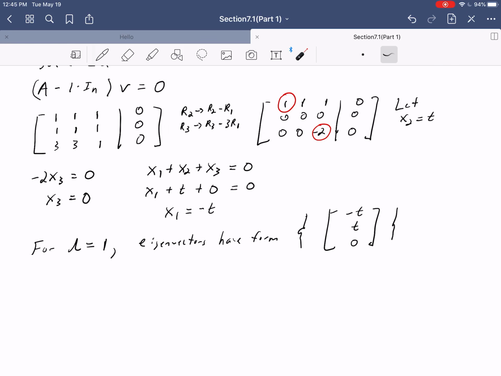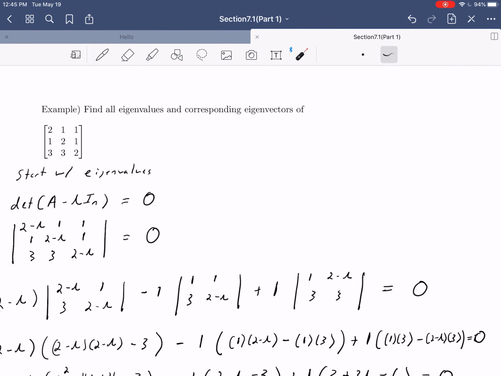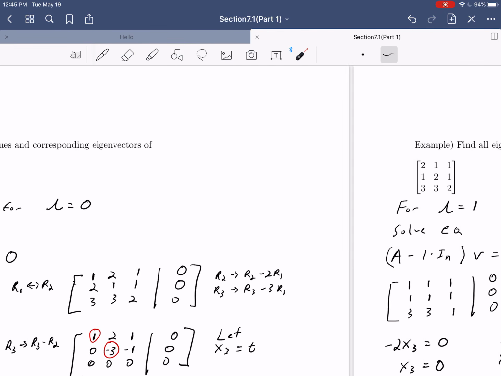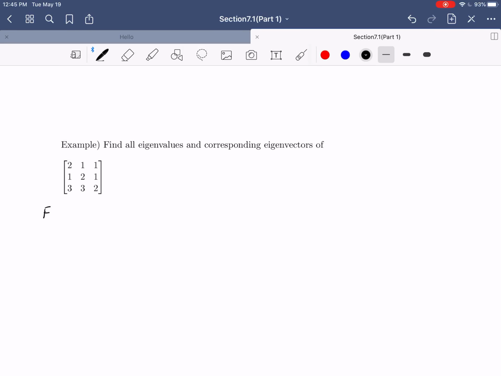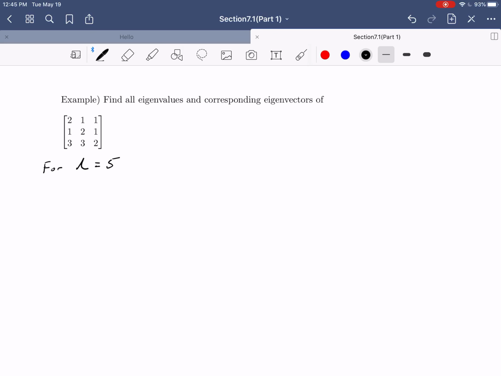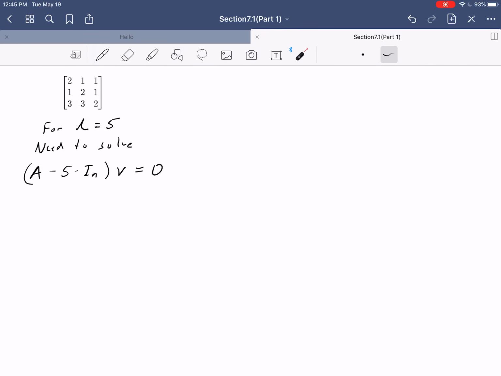All right, we've got to wrap this up with lambda equals 5, which I believe is our last eigenvalue. So let's go ahead and do that. One more page here for lambda equals 5. We need to solve (A minus 5I) times v equals 0. So again, we'll be subtracting 5 off the diagonal and then augmenting with the 0 vector. That means we'll get minus 3, 1, 1; 1, minus 3, 1; and 3, 3, minus 3, augmented with 0, 0, 0.